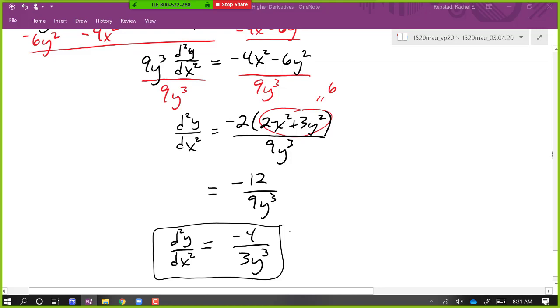We're good. Keep going. The value of the second derivative appears to depend only on the y-coordinate and not on the x-coordinate. Now, we're going to see some applications, or how we interpret the second derivative, more in the later chapters.